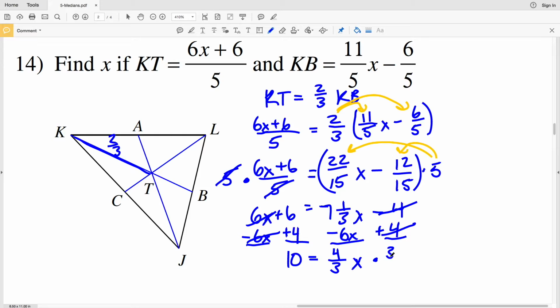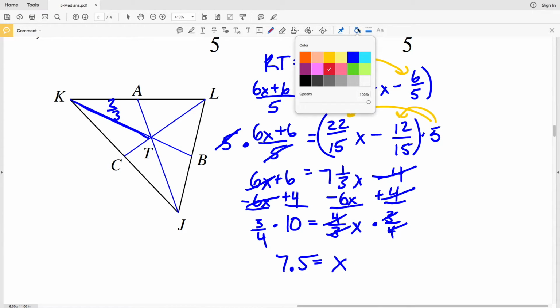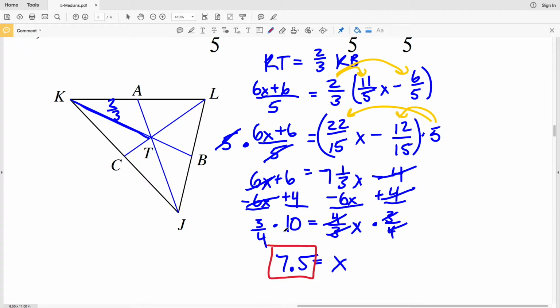My next step, I'll multiply both sides by 3/4. That way, my 4/3 will cancel out. So I'll get that 3/4 times 10, which is 7.5, is equal to x. So 7.5 is my solution.